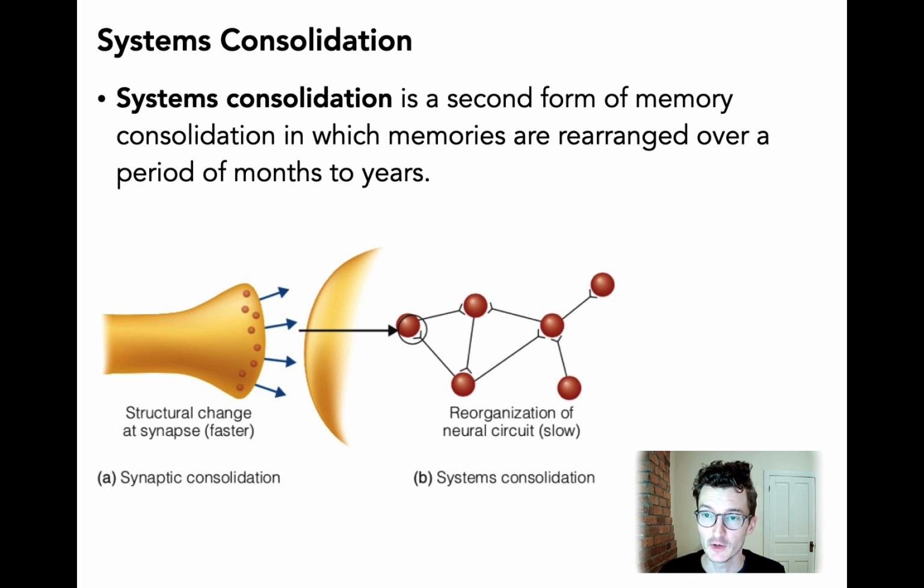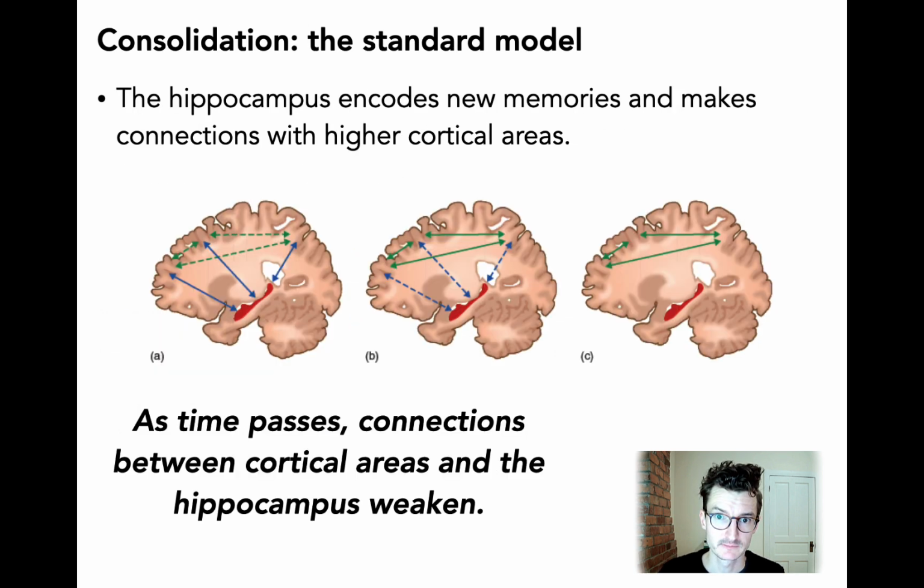And so what we know is that when you first encounter new information, new material, you have new experiences in your life, these memories seem to depend on the hippocampus. And as the memories age, they become less dependent on the hippocampus. So as time passes, these memories become what we call hippocampal independent. How do we know that?